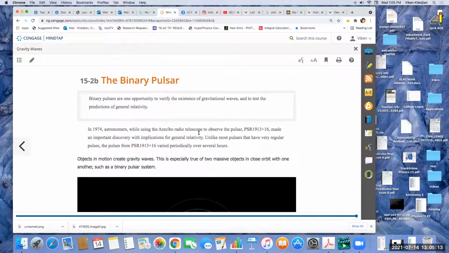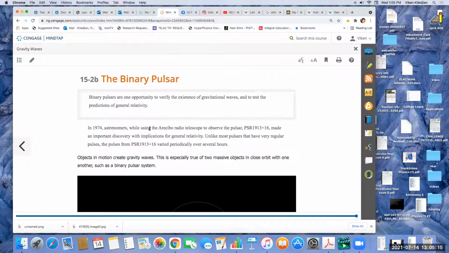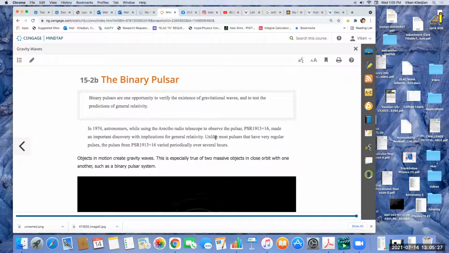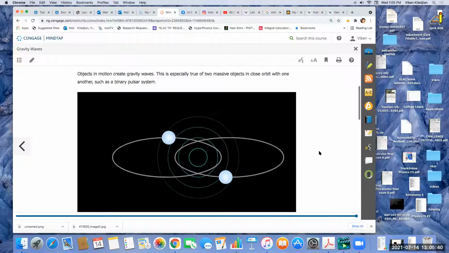In 1974, while using the Arecibo radio telescope to observe the pulsar PSR 1913+16, an important discovery was made with implications for general relativity. Unlike most pulsars that have very regular pulses, the pulses from PSR 1913+16 varied periodically over several hours. Objects in motion create gravitational waves. This is especially true of two massive objects in close orbit with one another.